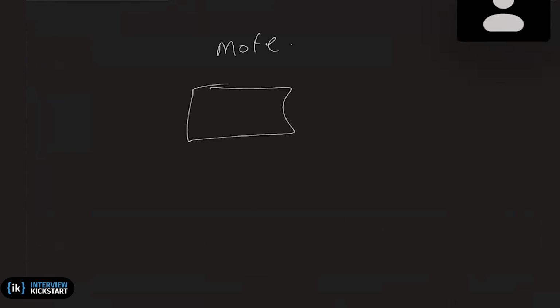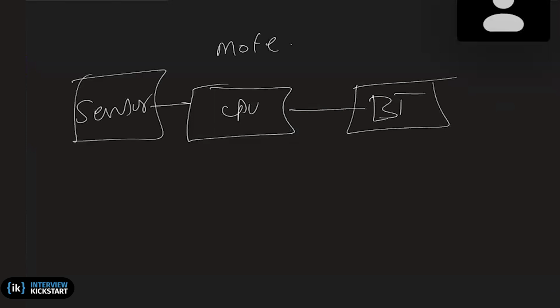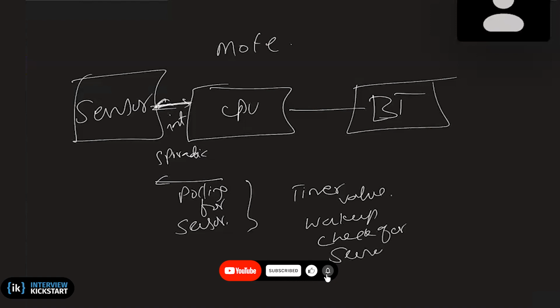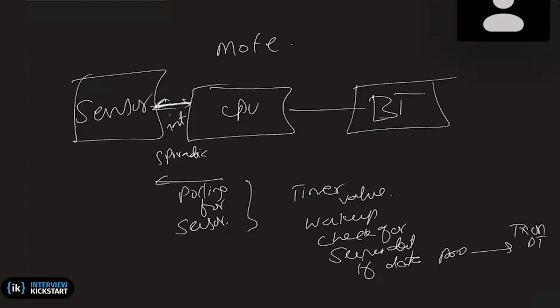The node has the CPU, the Bluetooth interface, and maybe a sensor. Depending on what type of sensor it is, it could be an industrial valve or something, and it may generate interrupts. Now, these are not periodic interrupts. These are sporadic interrupts. Or you may be polling for sensor data. Polling is obviously spinning the CPU, so you could substitute polling with a timer value: you wake up and then check for sensor data. If there is data, do processing, and then transmit on Bluetooth. This is the application logic.